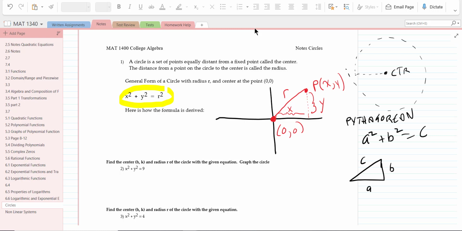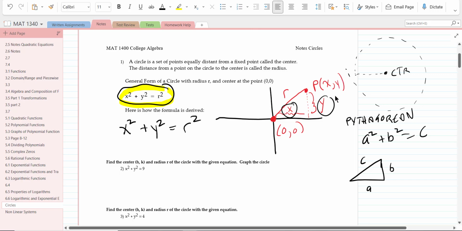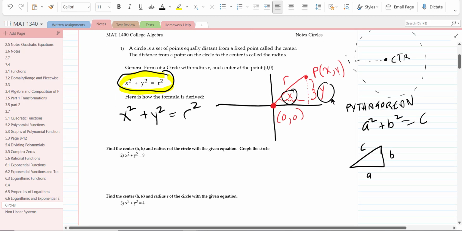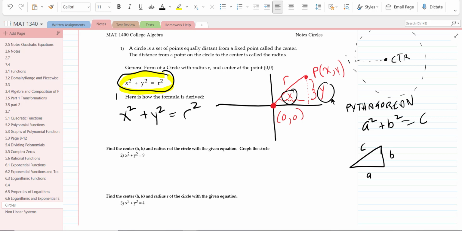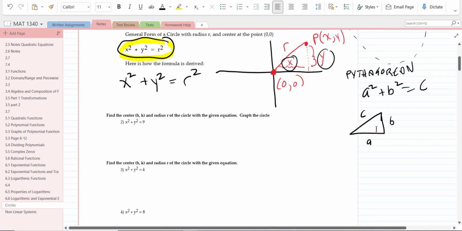So actually, with the Pythagorean theorem, you're going to say x squared, that's like the a, and then y squared, and that's equal to r squared. And that right there is the general form of a circle that has a center of 0, 0. It comes from the Pythagorean theorem. That's where that comes from. So the number one thing that you want to know is how to take an equation of a circle and be able to identify its center and radius and then draw a graph. We'll start pretty simple on these kinds of problems to begin with.